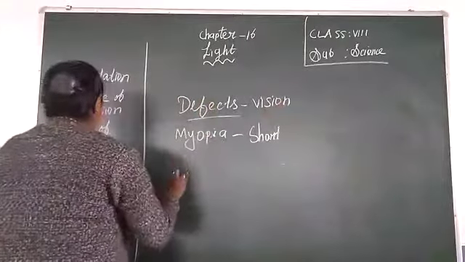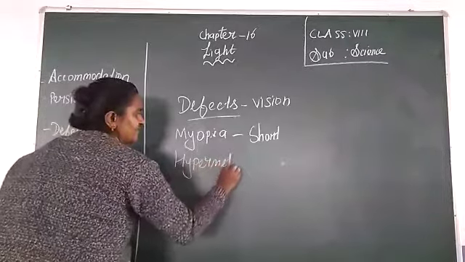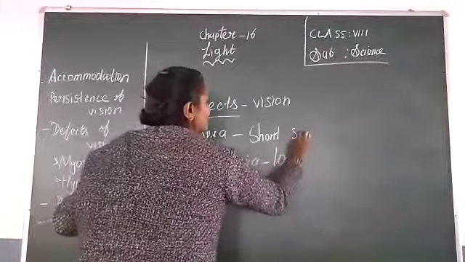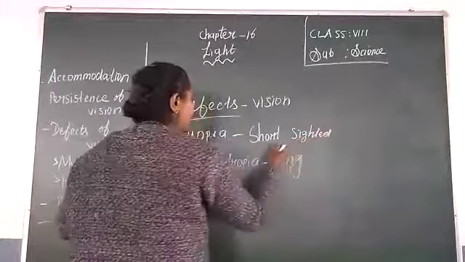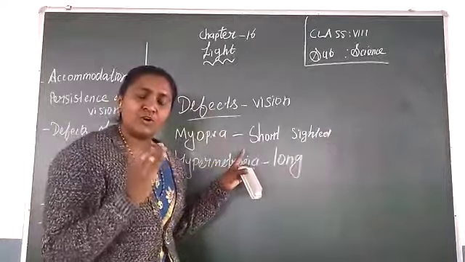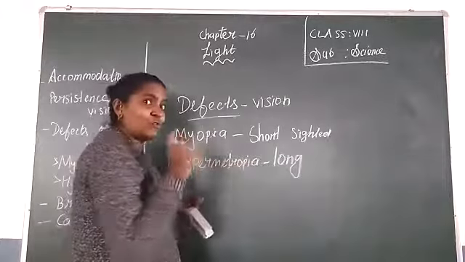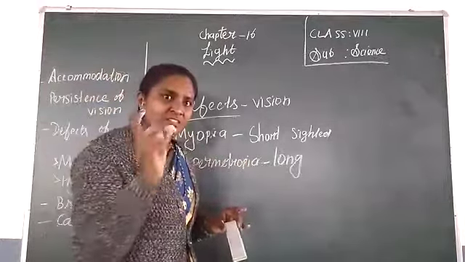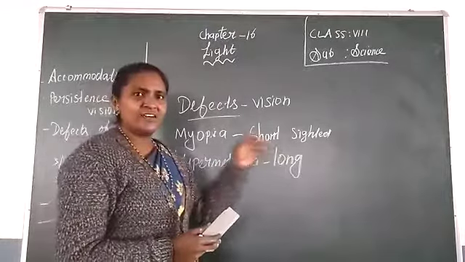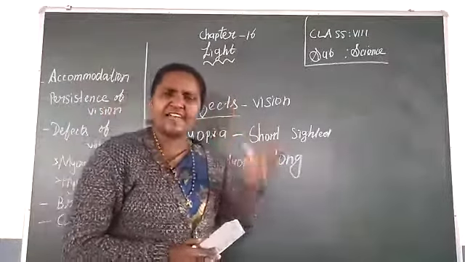The next one is hypermetropia, which is long-sightedness. Short-sightedness, or myopia, is the defect of vision in which the person can see only nearby objects. The one who can see only long distance objects has the defect called hypermetropia. So the other names are short-sightedness or myopia, and long-sightedness or hypermetropia. Such are the types of defects of the eye.